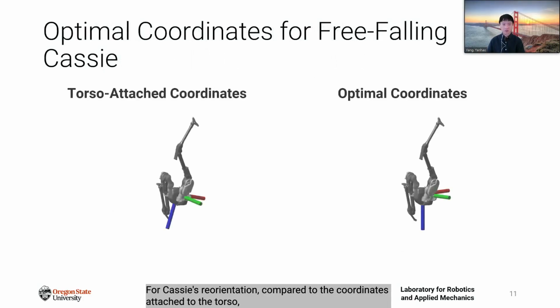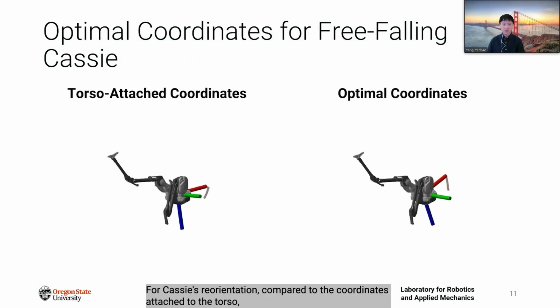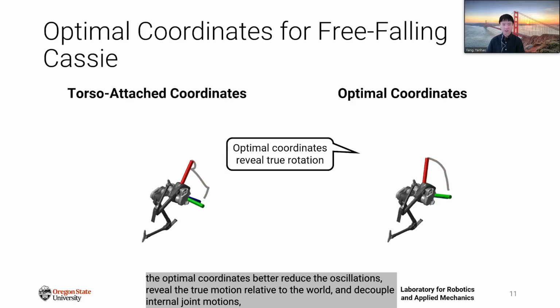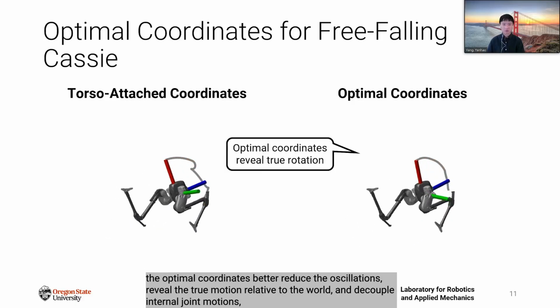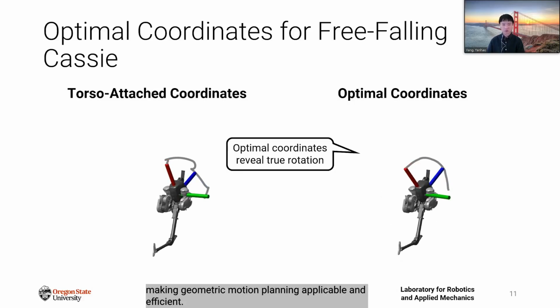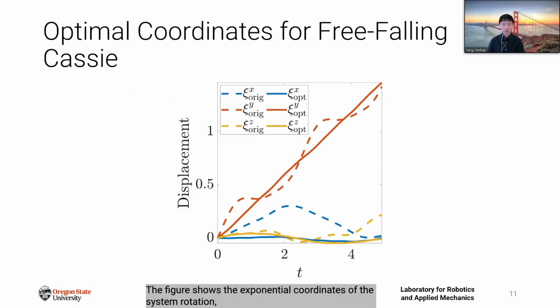For Cassie's reorientation, compared to the coordinates attached to the torso, the optimal coordinates better reduce the oscillations, reveal the true motion relative to the world, and decouple internal joint motions again, making geometric motion planning applicable and efficient. The figure shows the exponential coordinates of the system rotation, where the optimal coordinates minimize the oscillation in roll and yaw and highlight pitch rotation.